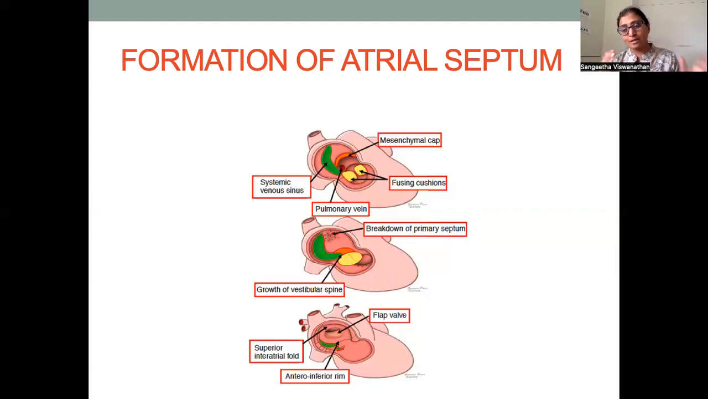So now we have done systemic pulmonary venous connections. We move on to the atrial septum itself. Okay, the atrial septum, obviously, you know the embryology of the atrial septum. There are various components that fuse together to form the atrial septum as we know it. A disturbance in any one of these processes can give rise to an atrial septal defect.